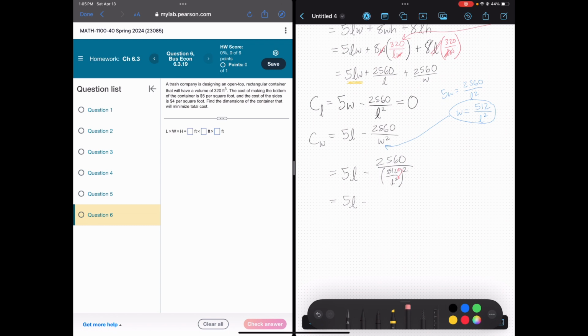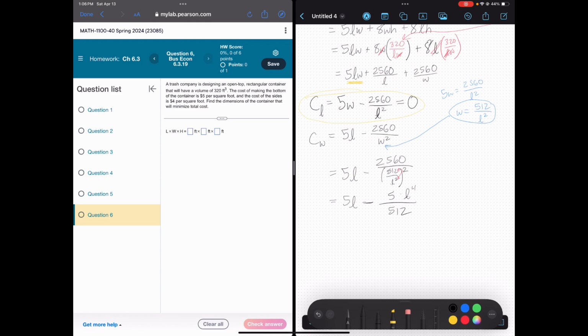What am I left with? I'm left with 2,560 L to the 4th over 512 squared. 512 squared is a pretty big number. It's like 200,000 something, but it does just simplify. Let me show you what it simplifies to. It simplifies to minus 5 over 512. So that's what I'm left with. That is my partial in terms of W. That's now completely in terms of my length variable, which is awesome. And we've already taken this into account, so we're good to go.